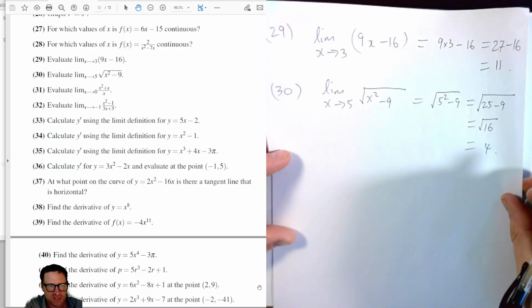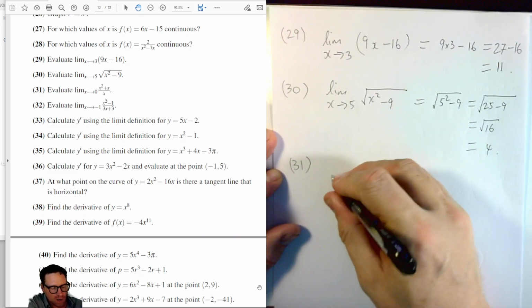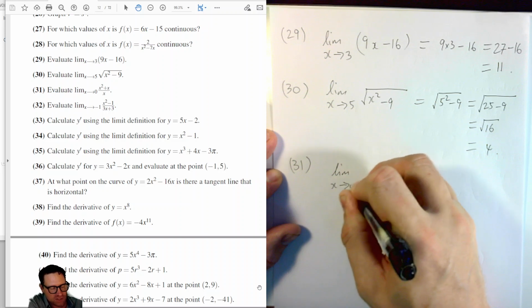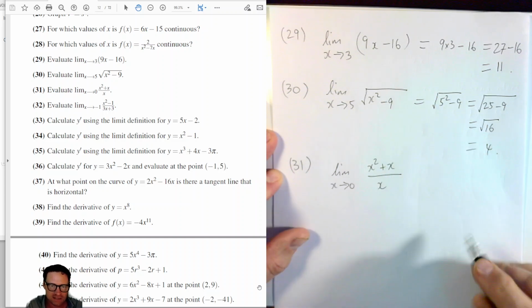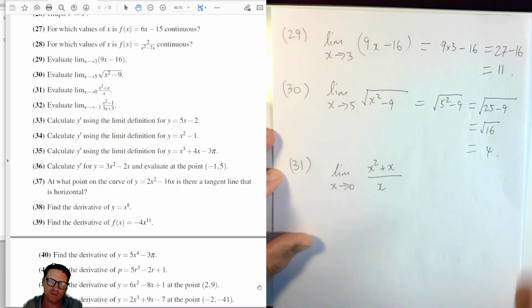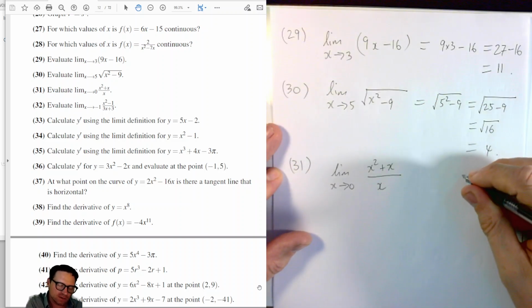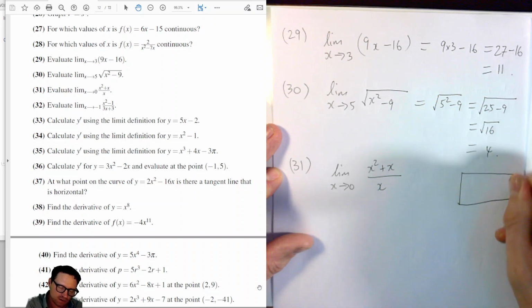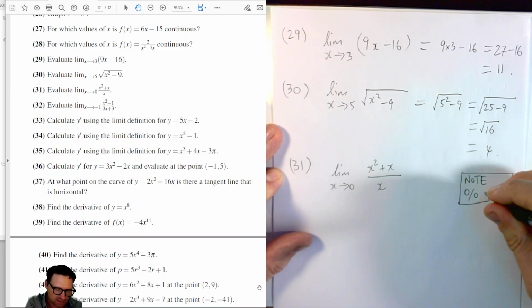Now, it doesn't always just mean to sub in. Let's have a look at question 31. In question 31, we're asked to take the limit as x approaches 0 of x squared plus x over x. Now, I need to tell you what this limit means, okay? But first, what would happen if we just substituted in 0 for the x? Well, you'd have 0 over 0. So in a little box over here, note 0 over 0 is not a number.